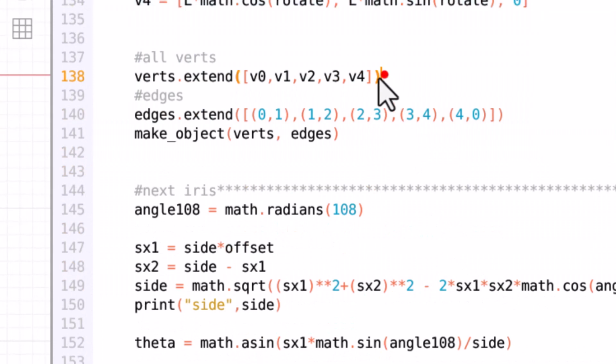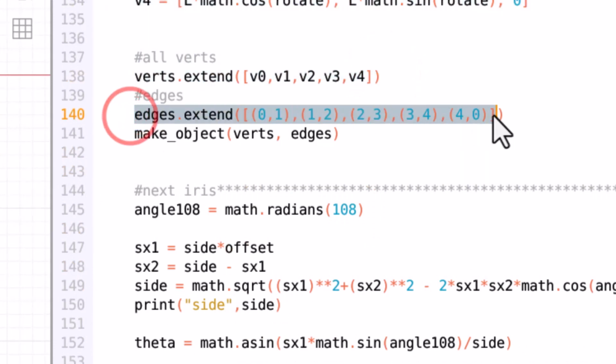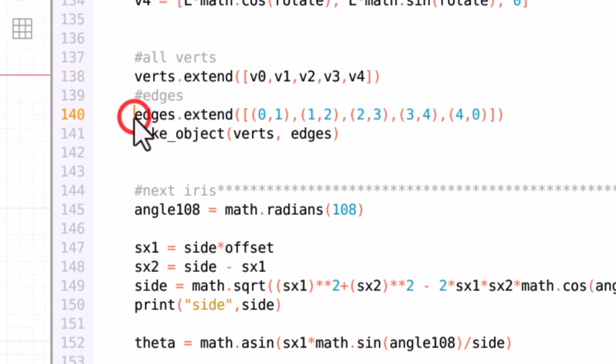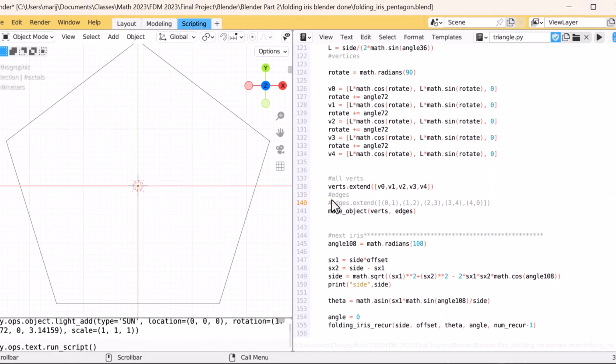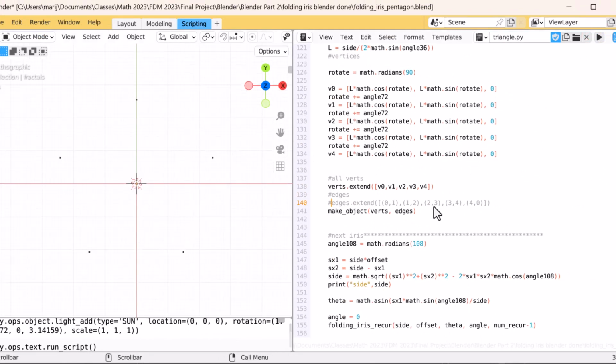The next step is we have to add them to this array, and then we have to make the edges, right? So just to show you without the edges for a second, if I comment that out, you see there are those points, right? So what the edges do is they connect the points. So you have to give me the index of each vertex, 0, 1, right?